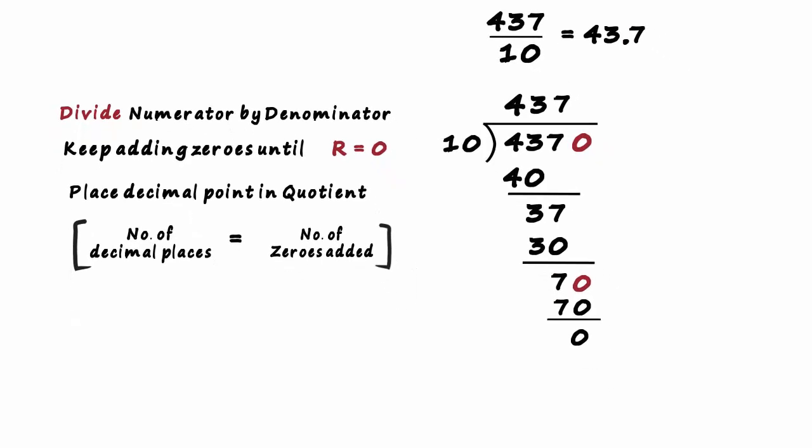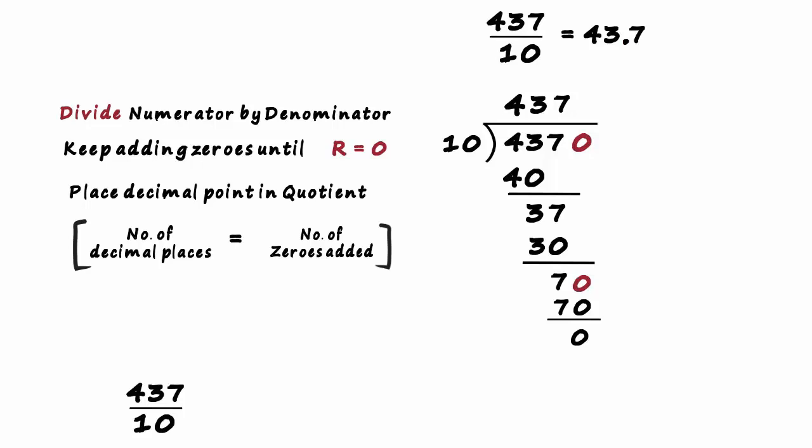Let's find out if there is a better way to convert this fraction into a decimal fraction. The fraction we had was 437 by 10. If we have multiples of 10 in the denominator, then writing a fraction as a decimal fraction becomes really easy. We have to place the decimal point somewhere in the numerator. But the question is where?